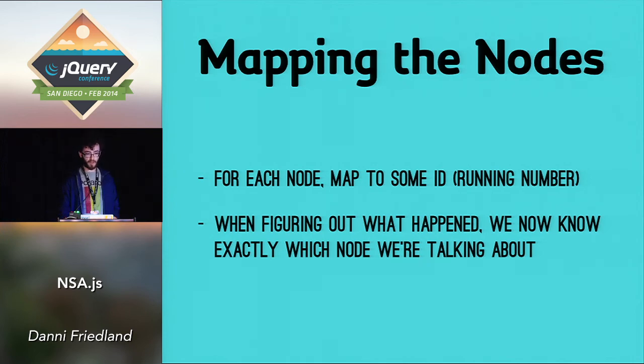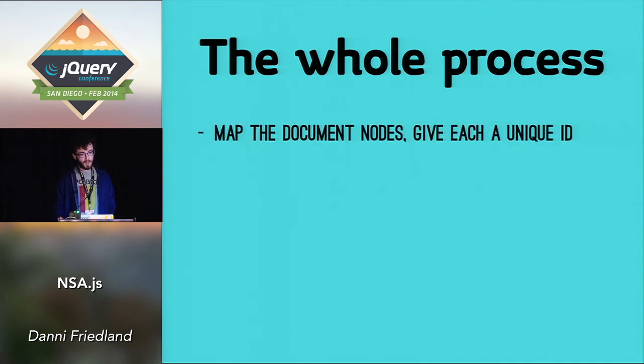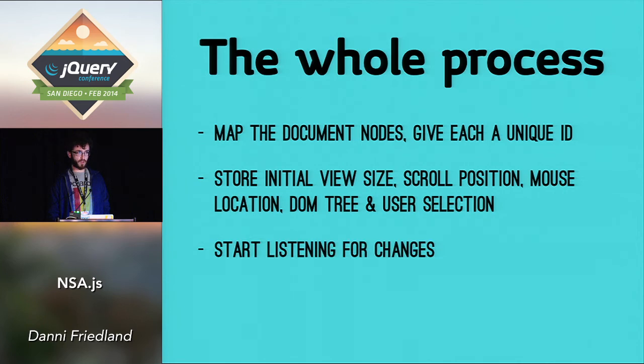So the whole process of serializing or tracking a user online might look something like this. We map the document nodes, giving each a unique ID. We store the initial view size, scroll position, and mouse location. We store the initial DOM tree before the modifications, and we store the user selection. We start listening for the various changes. I have a bunch of observers: the mouse movement observer, the view size observer, if applicable, the user selection observer, and stuff like that. So I listen to various events for any changes, and I record those changes.